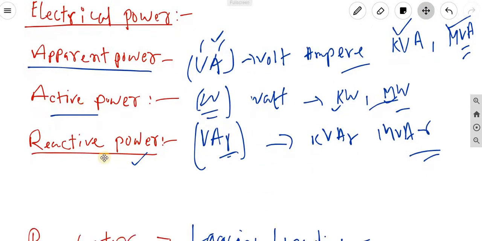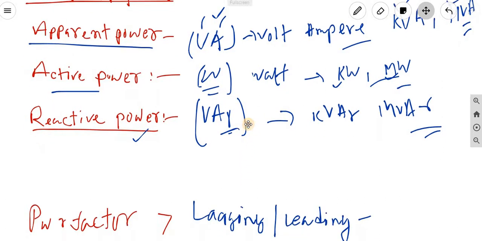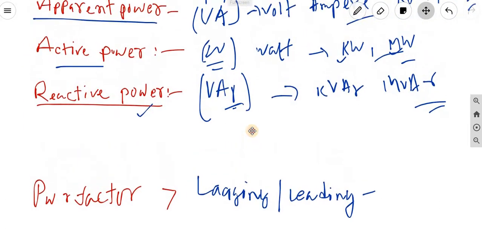Now in this lecture we will discuss what apparent power, active power and reactive power are. Just stay tuned with this lecture, you will get the whole idea.